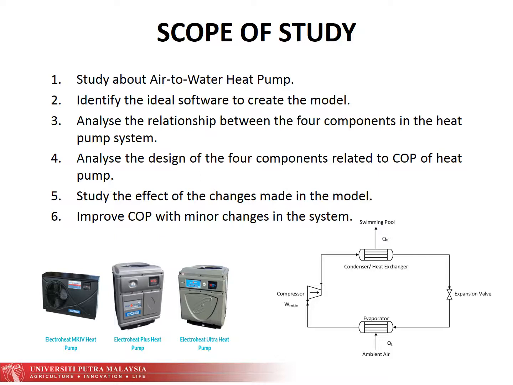In addition, the 6 scopes of study in this project are shown as below. First, study about air to water heat pump. Second, identify the ideal software to create the model. Third, analyze the relationship between 4 components in the heat pump system. Fourth, analyze the design of the 4 components related to COP of heat pump. Fifth, study the effect of changes made in the model. Sixth, improve COP with minor changes in the system.